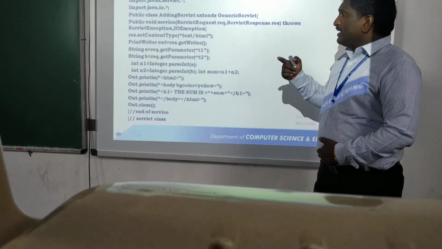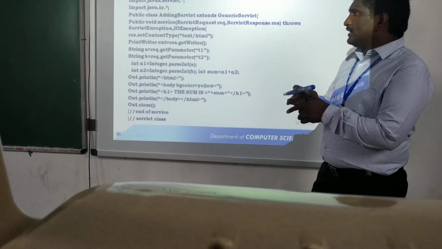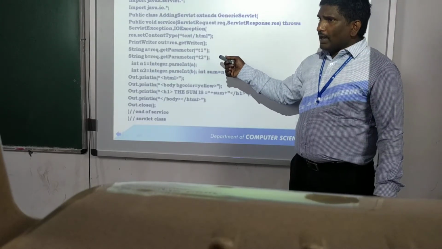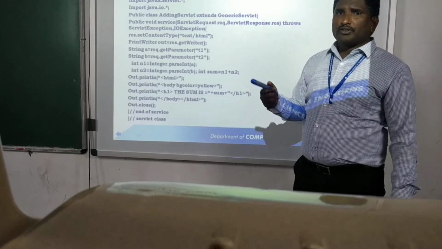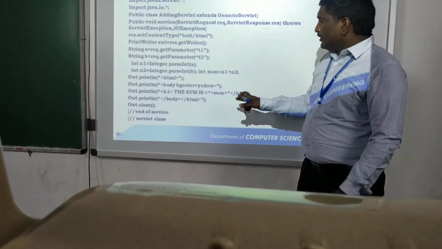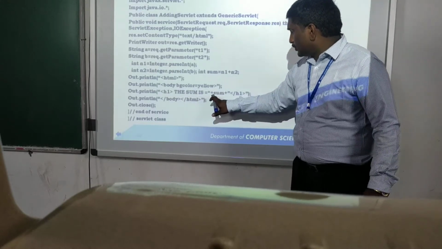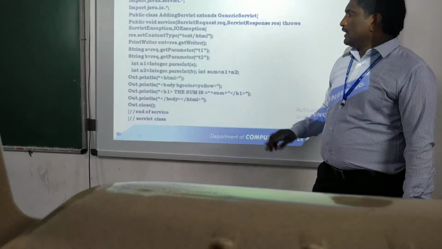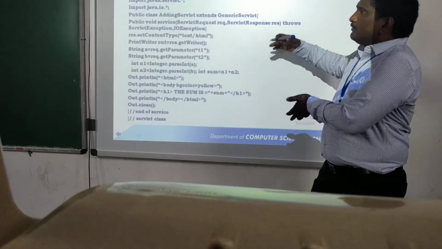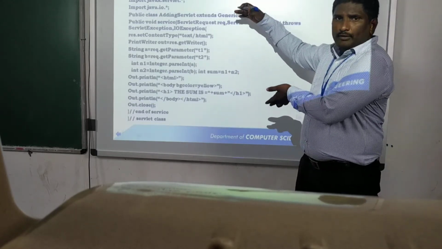As I told you, this creates dynamic content based on the client request. What is the client request here? By submitting the t1 and t2 values, the client requested the sum of those two numbers, so the sum is displayed as the sum equal to the value. The background color here I have written as yellow. In this way we should develop a servlet program.